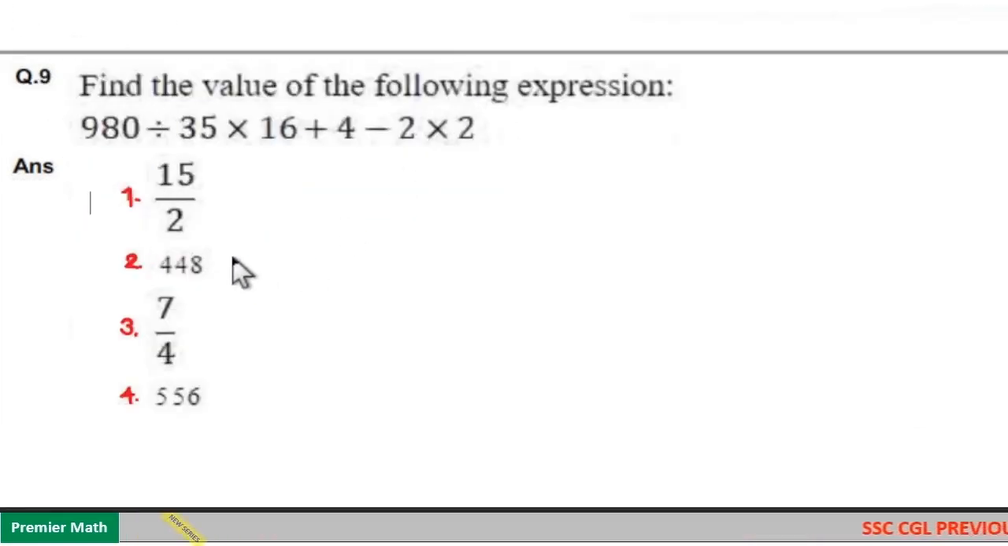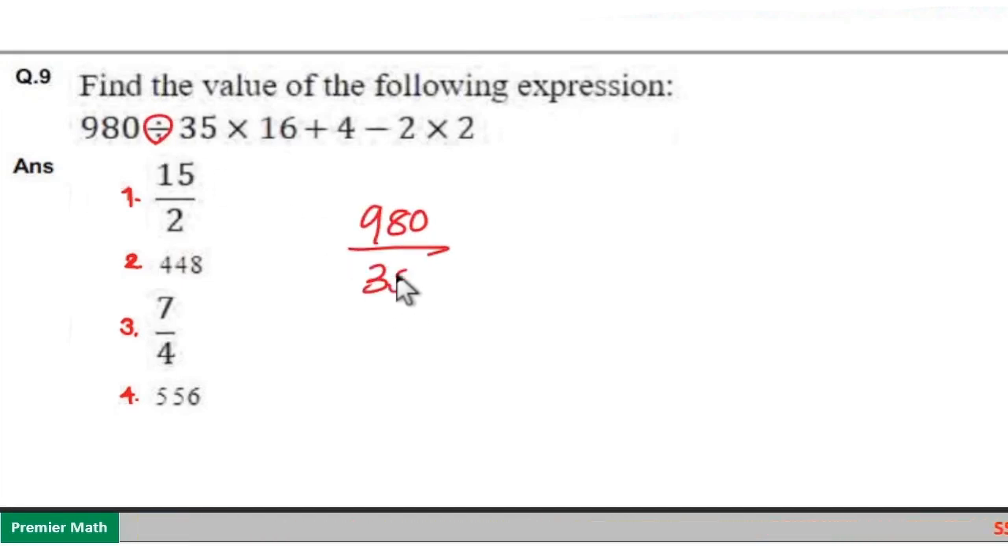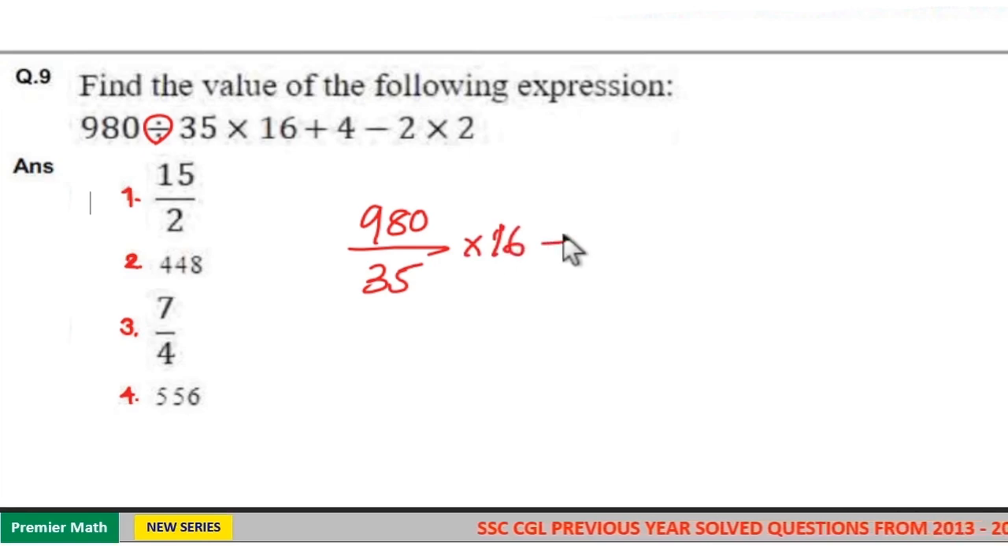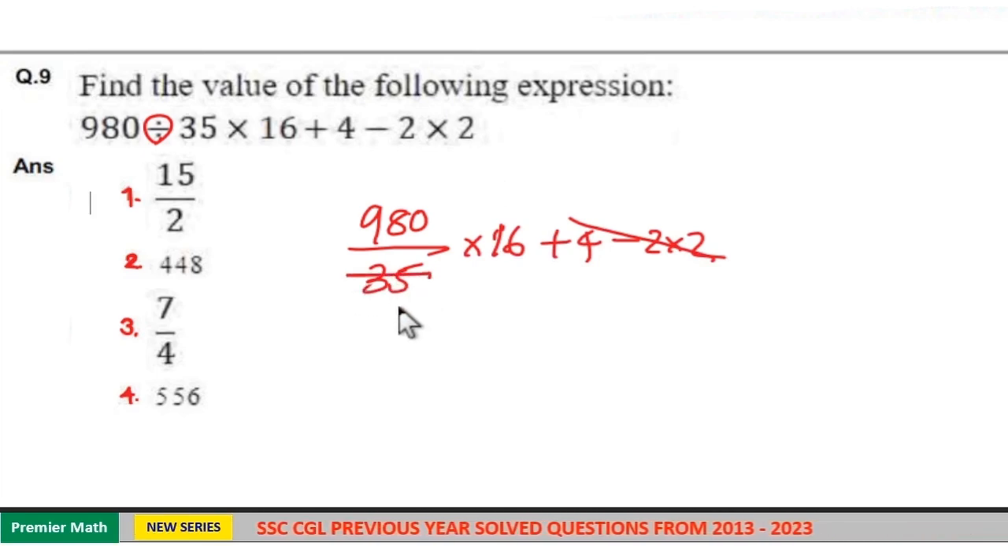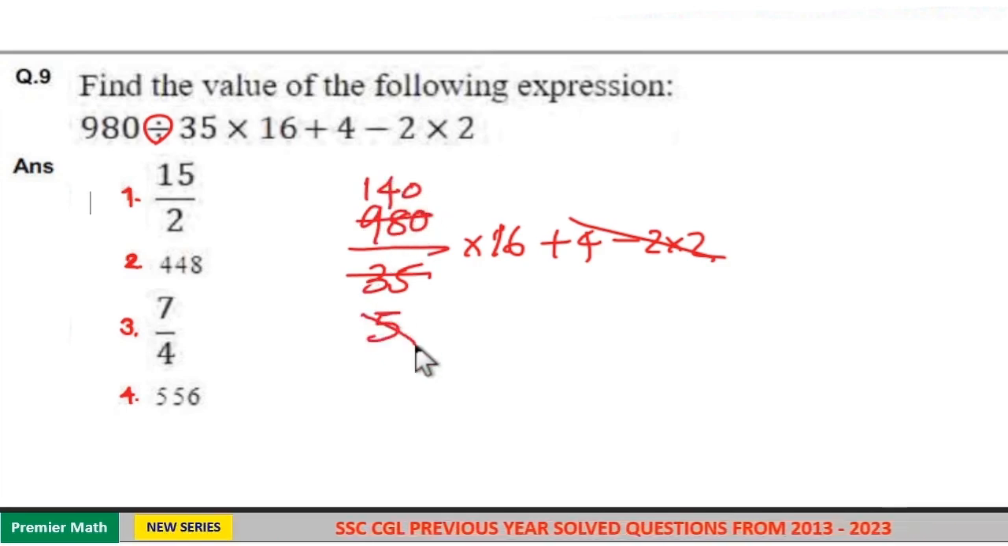Find the value of following expression. Here solve the division first. That is 980 divided by 35 into 16 plus 4 minus 4 is 0. Cancel. Here 7 goes 5 times in 35, 7 goes 1 time in 9, 7 goes 4 times in 28. So 140 by 5 is equal to 5 goes 2 times in 10, remaining 5 goes 8 times in 40. So 28 into 16 is your answer, which is equal to 6 into 8, 48.